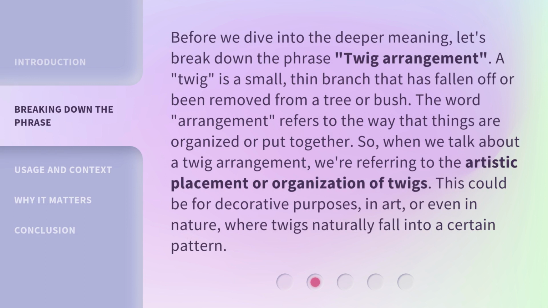Before we dive into the deeper meaning, let's break down the phrase twig arrangement. A twig is a small, thin branch that has fallen off or been removed from a tree or bush. The word arrangement refers to the way that things are organized or put together. So, when we talk about a twig arrangement, we're referring to the artistic placement or organization of twigs. This could be for decorative purposes, in art, or even in nature, where twigs naturally fall into a certain pattern.